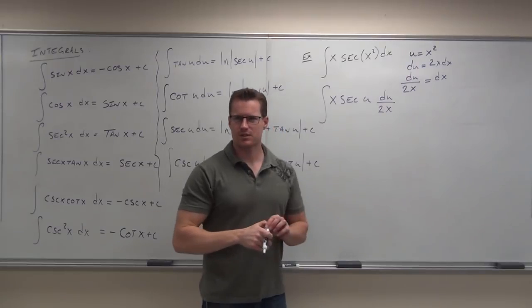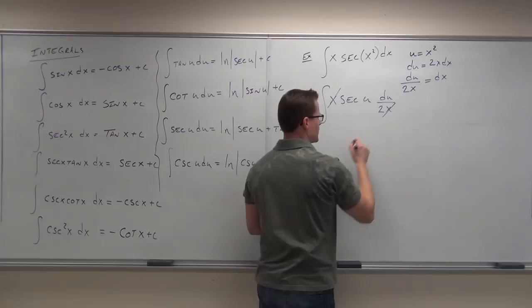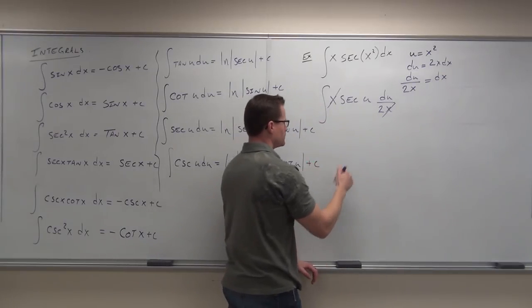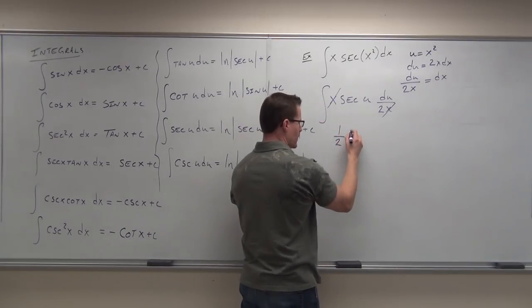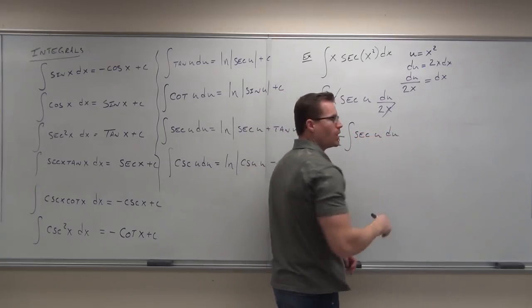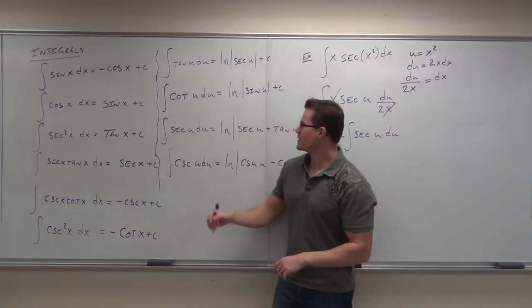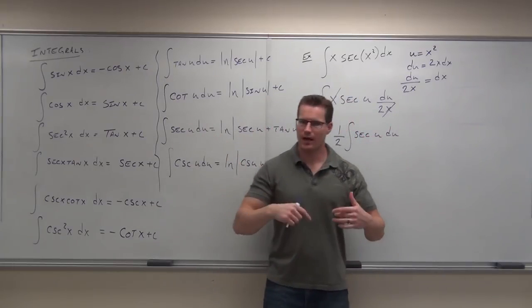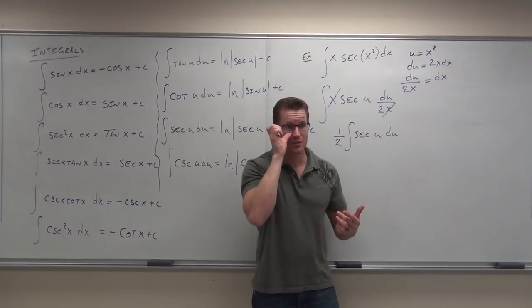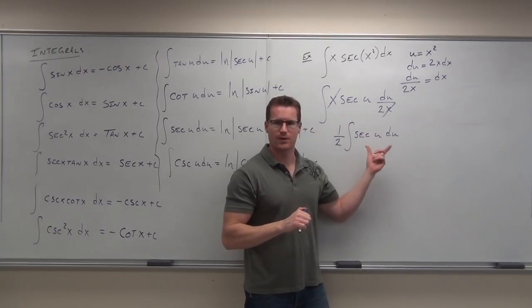Is it going to work out for us? Yeah, the x's are gone. It's fantastic. Tell me what else we do. 1/2 in front. Yeah, 1/2 secant u du. Look what our substitution did. It matched this up with something that we just learned how to do. You don't have to reinvent the wheel all the time. That'd be ridiculous. So as soon as you do your substitution, now you start looking at your table of integration.